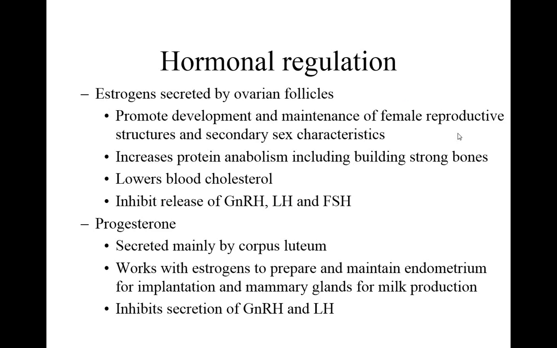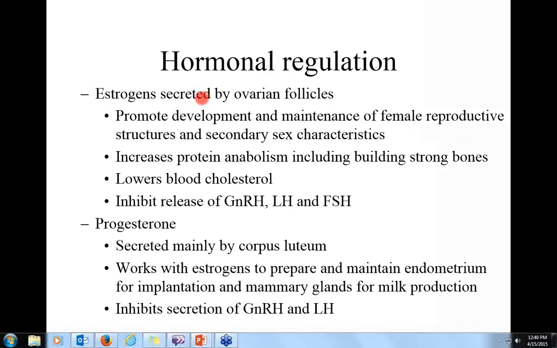Okay, let's discuss estrogen now. Estrogens are secreted by the follicles and promote female reproductive structures and secondary sex characteristics like widening of hips and things like that. They can increase anabolism, lower cholesterol, and like the male reproductive cycle, the ovarian hormones are going to inhibit gonadotropin-releasing hormone, luteinizing hormone, and follicle-stimulating hormone.